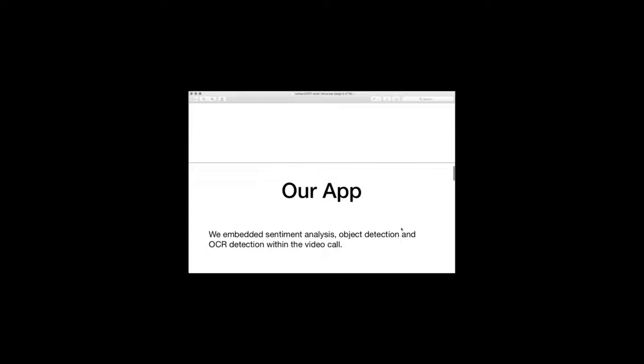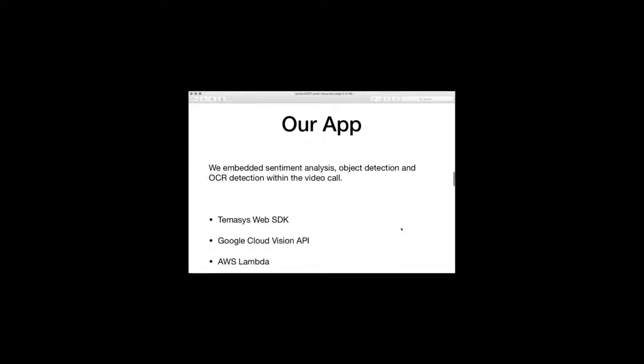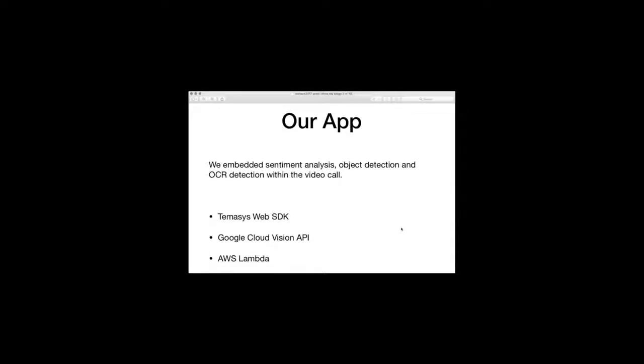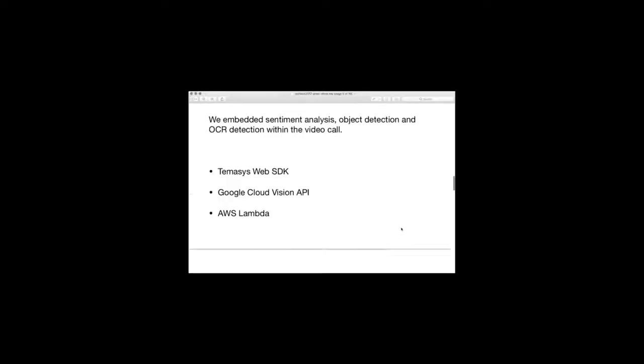Next slide, please. So what we built, we embedded sentiment analysis, object detection, and OCR detection within the video call. For this, we used the Temesis Web SDK, Google Cloud Vision, and AWS Lambda for our serverless needs. So what our app does, it just allows the peer to analyze the other person in the video and to get information about their sentiment, like how they're feeling right now.